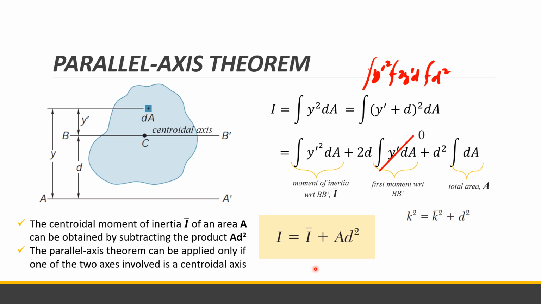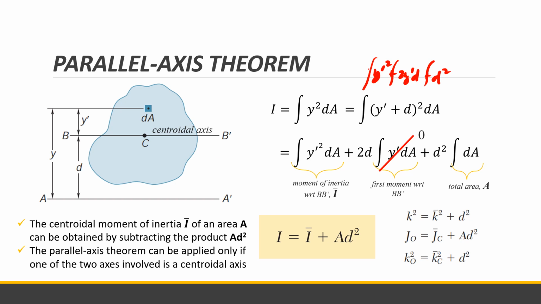Substituting k squared A, this is for the radius of gyration. So k squared is equal to k bar squared plus d squared. And J sub O is equal to J bar C plus A d squared. So these are the equivalent equations using the polar moment of inertia and radius of gyration with the parallel axis theorem.